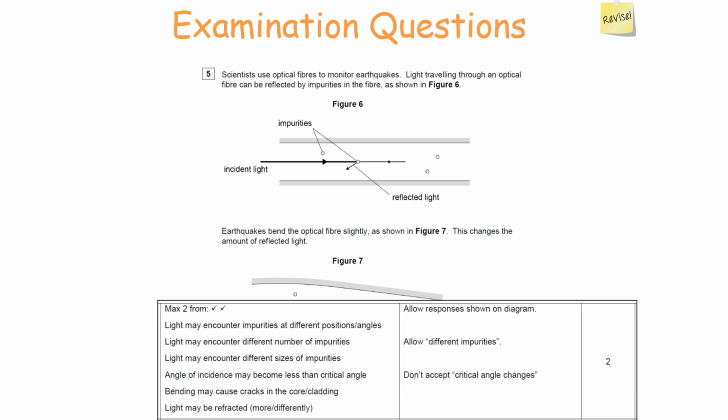Bending might cause the cladding to crack, which would mean that you won't get all the total internal reflection, because some light would seep out of the core. Because of this, the light may actually be refracted more than it was before, because you need total internal reflection for the light to go through your fibre optic cable.